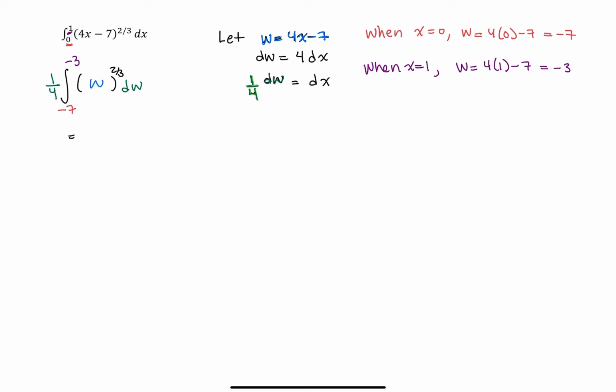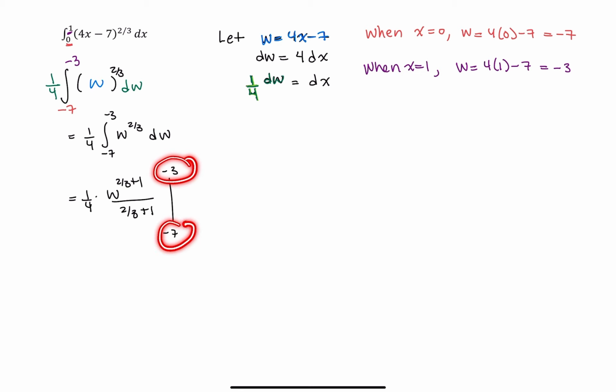Okay, so this colorful integral, let me rewrite it with a little less color, is 1/4 times the integral from negative 7 to negative 3 of w to the 2/3 power dw. So 1/4 times w to the 2/3 plus 1 over 2/3 plus 1, evaluated from negative 7 to negative 3. Now, please be really careful here. We've changed our limits of integration, so we do not need to replace our w with x. We can stick with just using these w's as is.